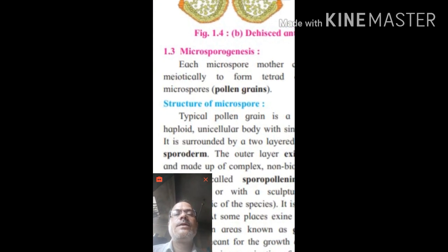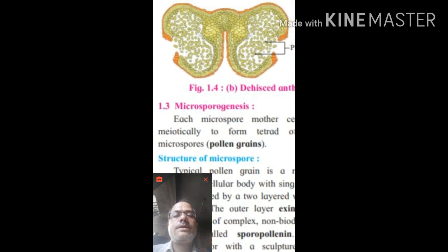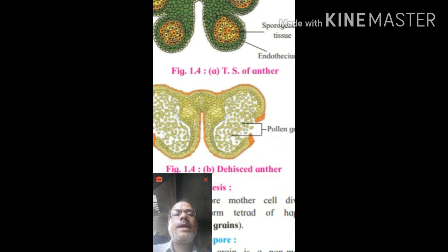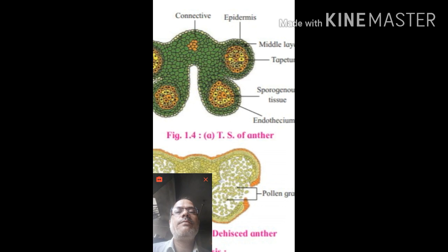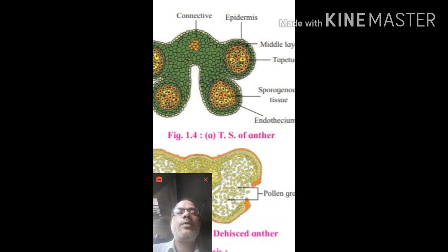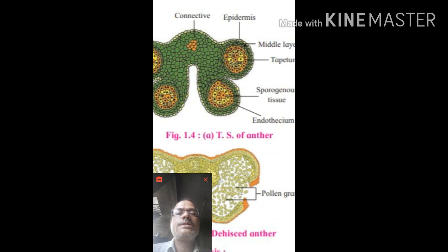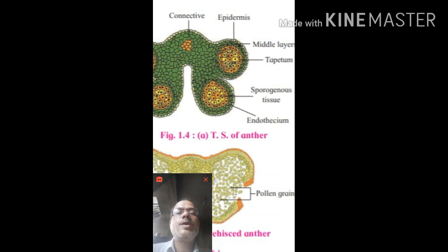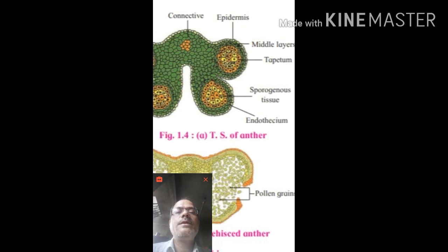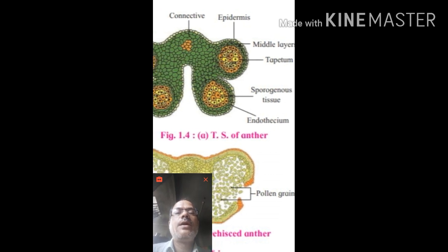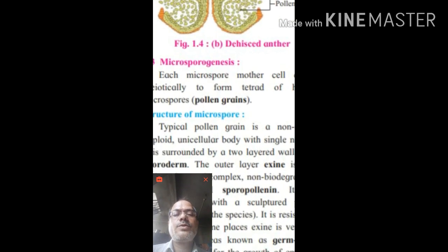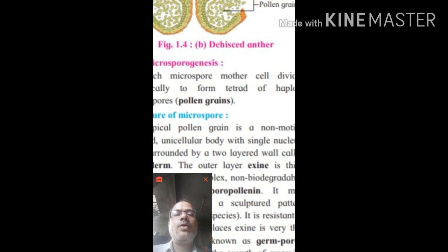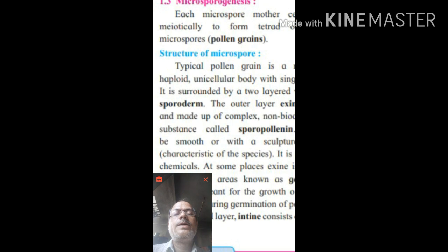The microspore mother cell is diploid, and after meiotic division the diploid microspore mother cell is converted into haploid microspores, that is pollen grains. That means from a single diploid microspore mother cell, four haploid microspores are formed, and this is called a tetrad of haploid microspores. Microspores are also called pollen grains.